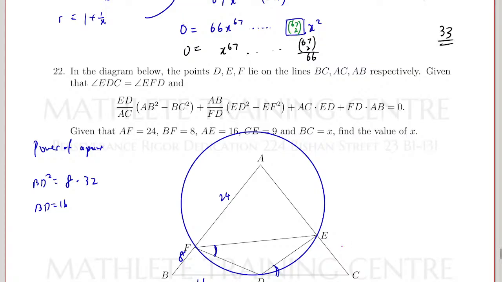On the other side, CE times CA is CD squared. CE is 9, AE is 16, so CD squared equals 9 times 25, right? So CD is 15. And then we're done. Right. Then we're done.